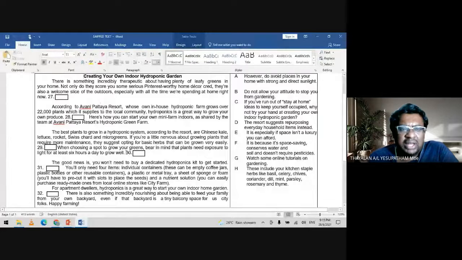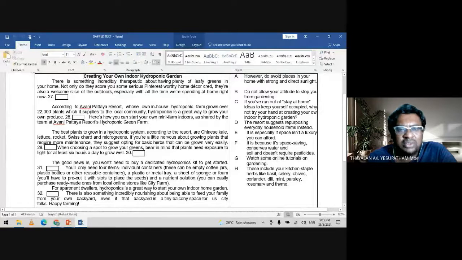Now let's look at 28. Before the gap, before number 28, let's see. According to Avani Pattaya Resort, whose own in-house hydroponic farm grows over 22,000 plants, which it supplies to the local community, hydroponics is a great way to grow your own produce. After that, it says, here's how you can start your own mini farm indoors. So here it should be something about hydroponics being a great way to grow your own produce.